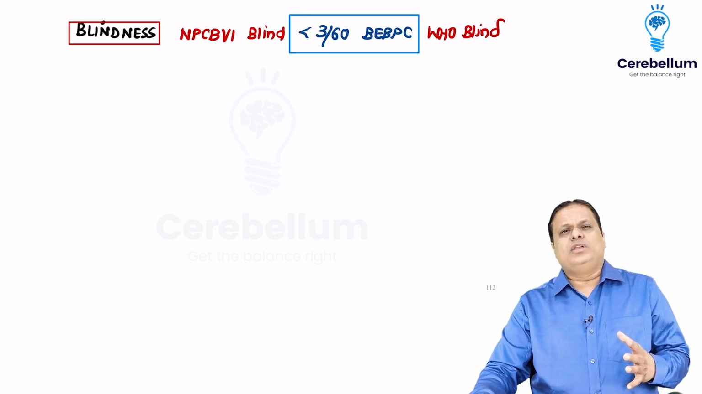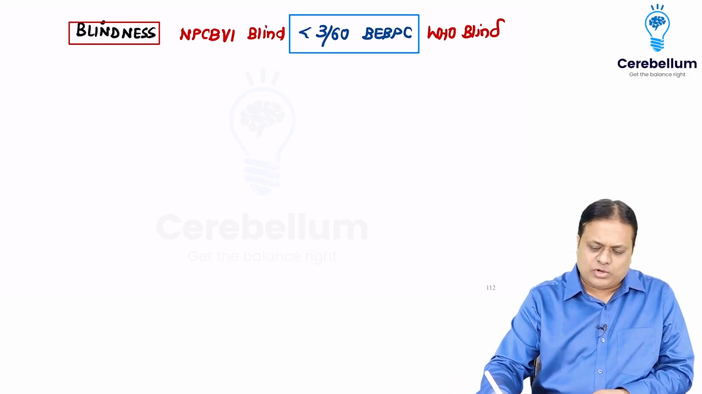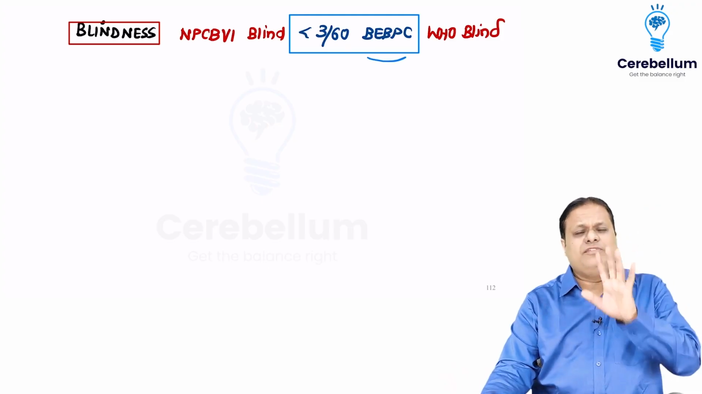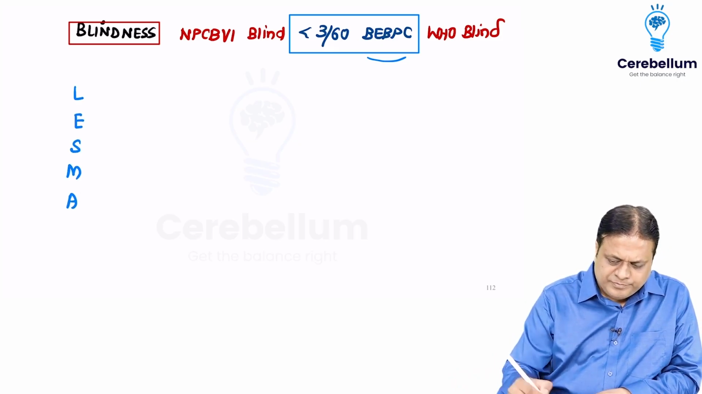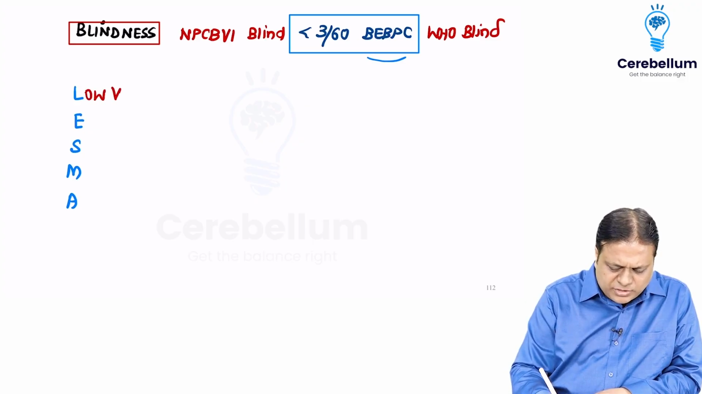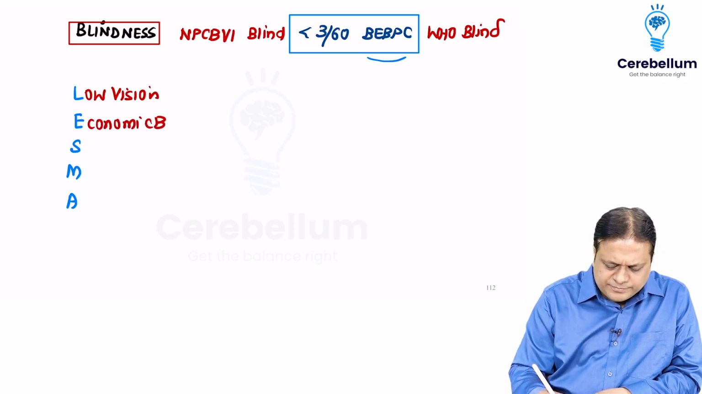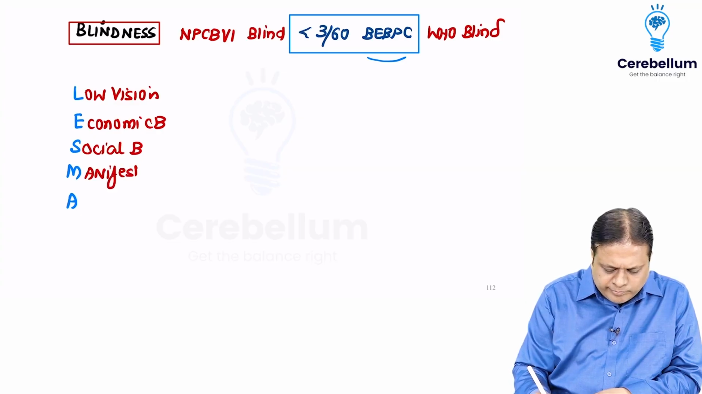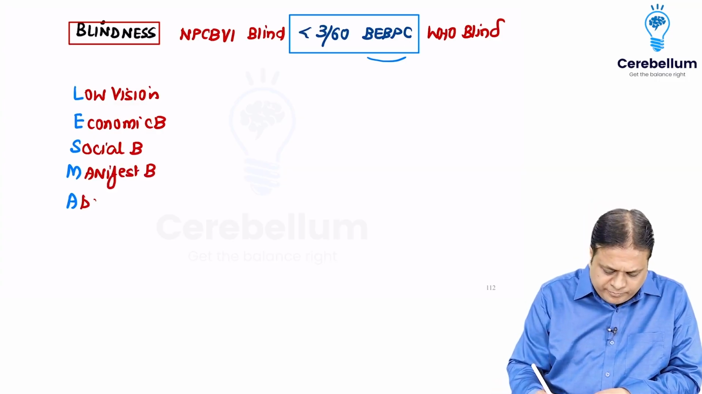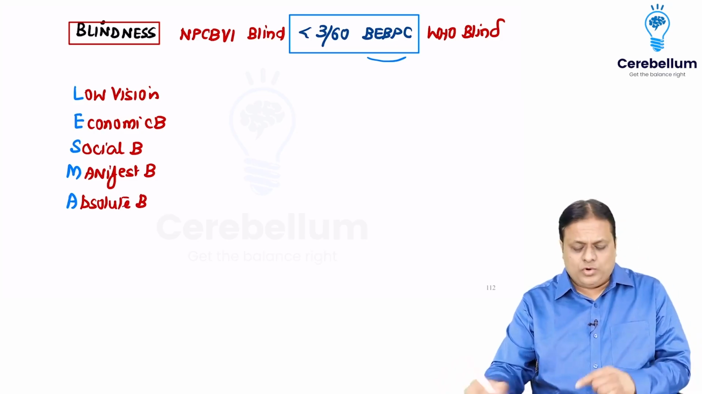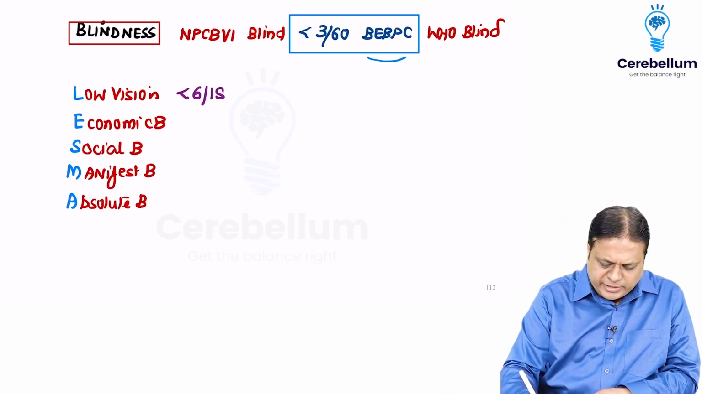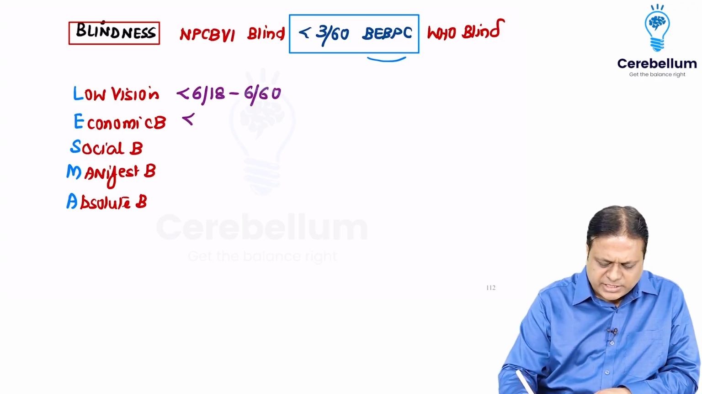Now categories of visual impairment based on visual acuity in the better eye. All these are in the better eye, best possible correction. There are 5 categories of visual impairment. We can remember the mnemonic LESMA. These are low vision, economic blindness, social blindness, manifest blindness, and absolute blindness. Low vision, less than 6/18 to 6/60, better eye, best possible correction.